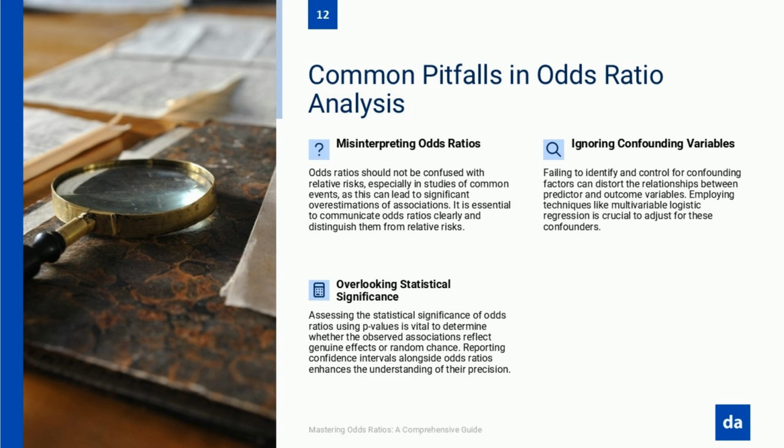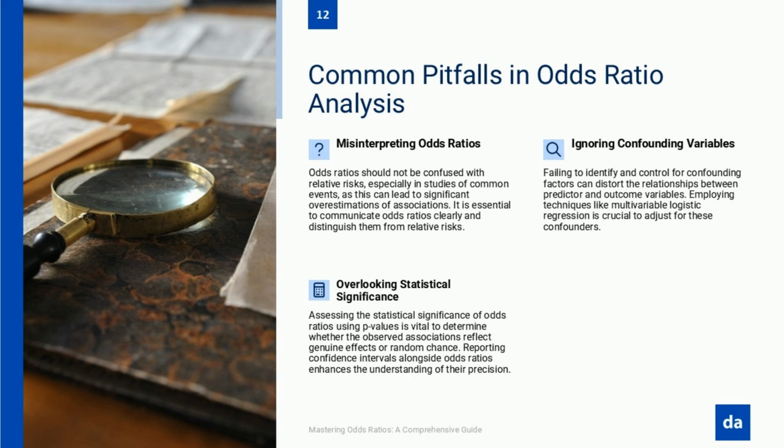The rarity or commonness of an outcome can also affect the validity of odds ratio interpretations. When dealing with rare outcomes, odds ratios can provide a reasonable approximation of relative risk. However, for common outcomes, typically those occurring in more than 10% of the population, odds ratios can substantially overestimate the relative risk, leading to exaggerated conclusions about the strength of associations.